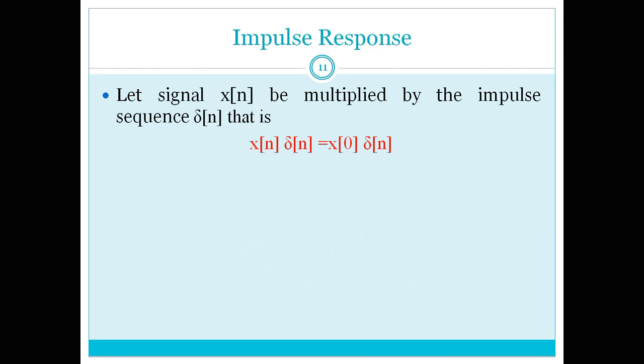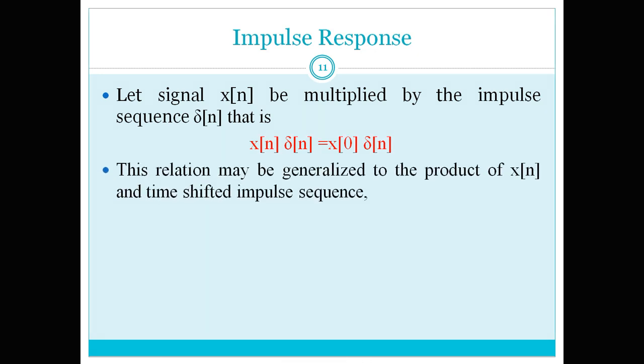Only the value of x of n at n equal to 0 will remain if you multiply any signal with delta n. That is the main concept, so that we can have time shifted impulses for various things. That will be explained now. If you understand this part very clearly, then we can move forward to see how we can represent complete x of n.